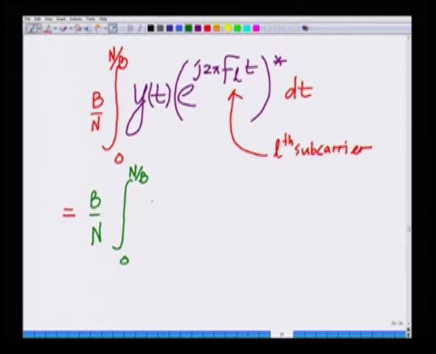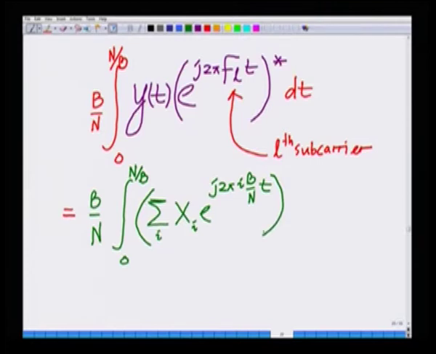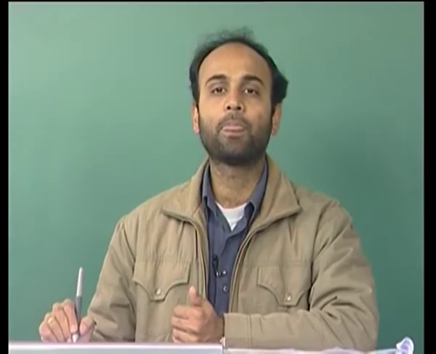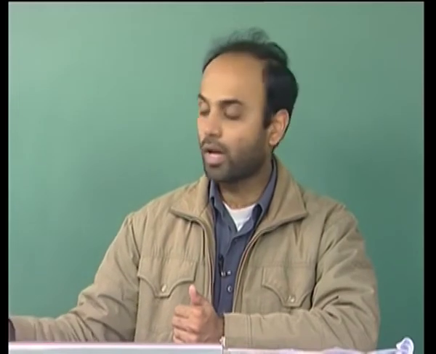Remember, now I am going to substitute the expression for y(t) as the summation over i of x_i e to the power of j 2 pi i b by n t. I am taking this whole signal, which is the composite signal, and multiplying it by e to the power of minus j 2 pi f_L t. In fact, I am going to replace f_L as L times b over n t. All right.